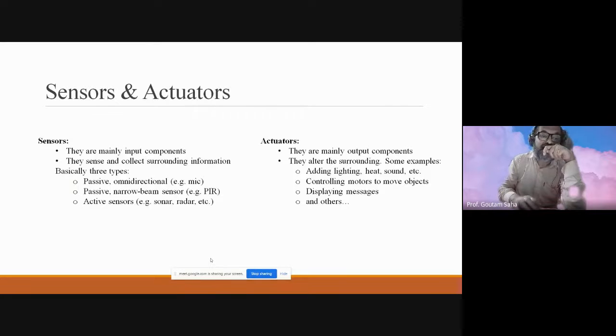Actuators. What are actuators? Actuators I have not talked about. Actuators are the main output of the components. They alter the surroundings. Some examples are adding light, heat, and sound, and switching the light on or off. Controlling motors to move objects. That means you want to move some object from here to there, or you have to control some temperature. You have to control some knob, so you have to use some stepper motor for it. Receiving messages, LoRa actuators. These are the hands with which the system works.